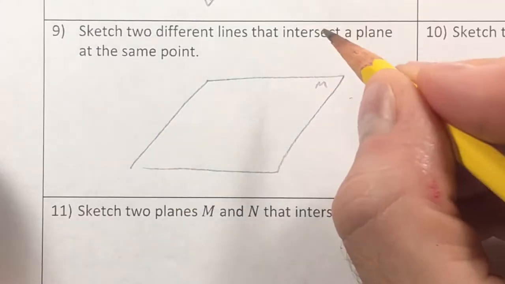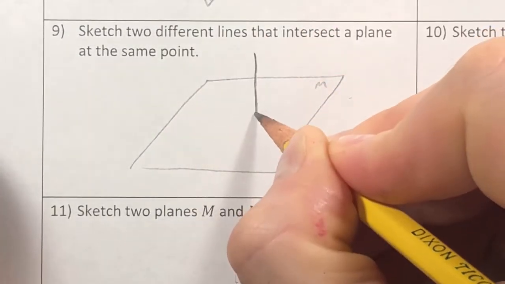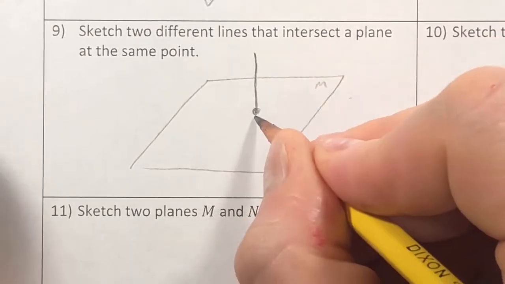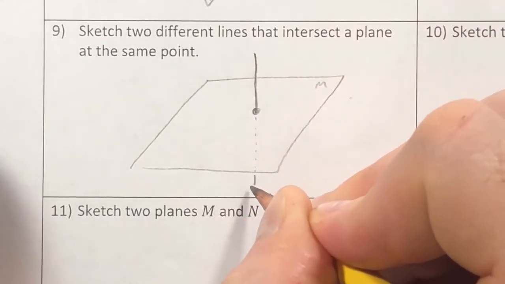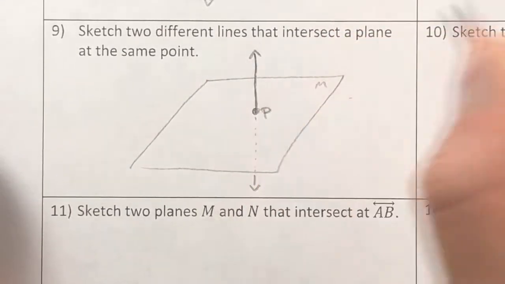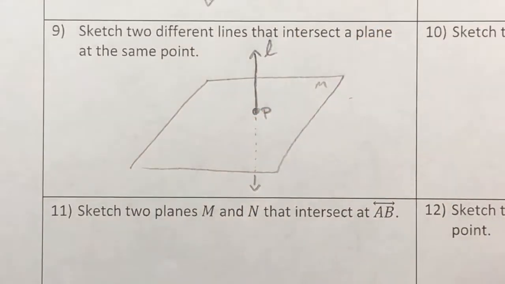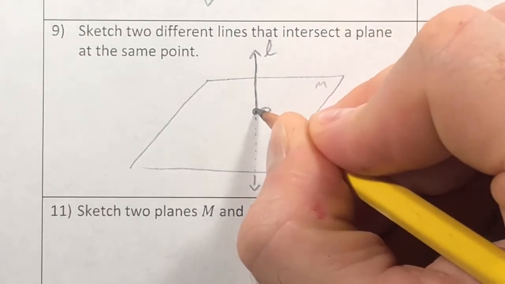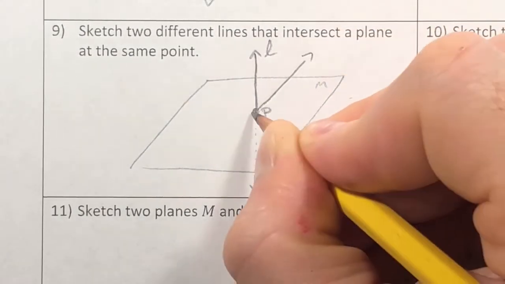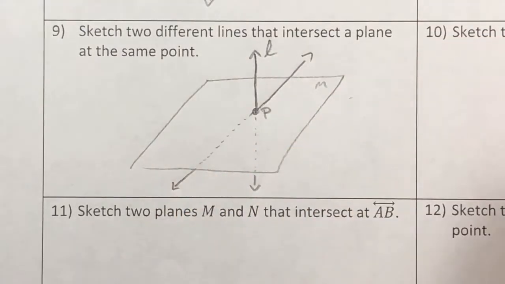And I know to intersect a plane with a line, I just come down, pierce that plane, come out the back. There we go. We're going to call this point P for piercing. And we're going to call this line L. Well, if I want another line to pierce that same point, I'll just come at it from a different direction. So how about I come at it from over here, and then we see it pop out the back over there.